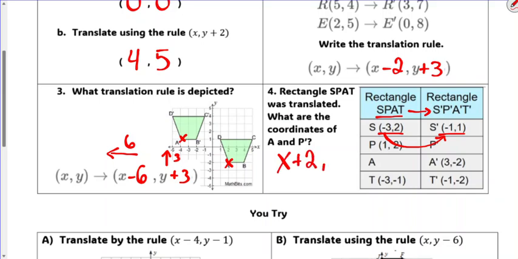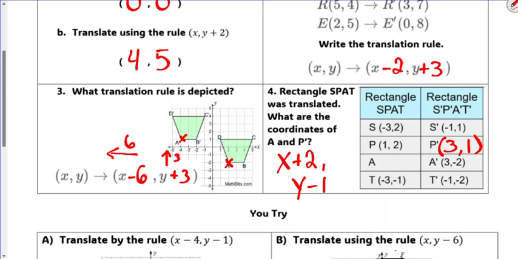The y value is going from 2 to 1. That's just going down by 1. So I'm taking 1 away from that y value, so it's y minus 1. So I'm going to apply that to p. I'm adding 2 to the x. That becomes 3. And I'm taking 1 away from the y. That becomes 1.